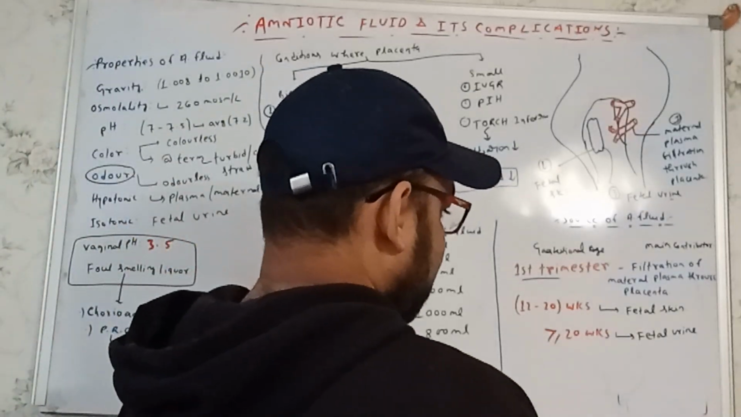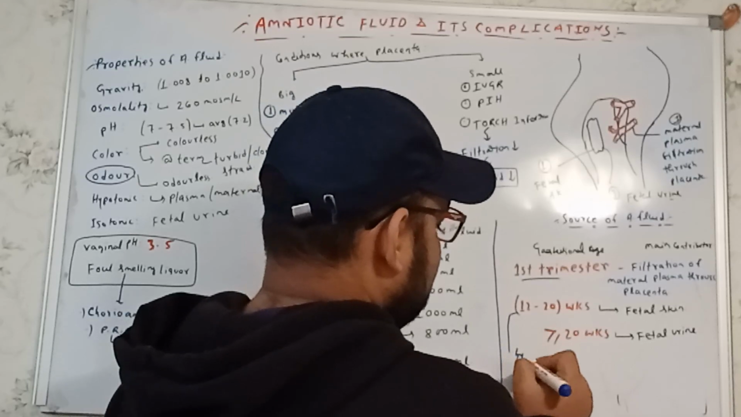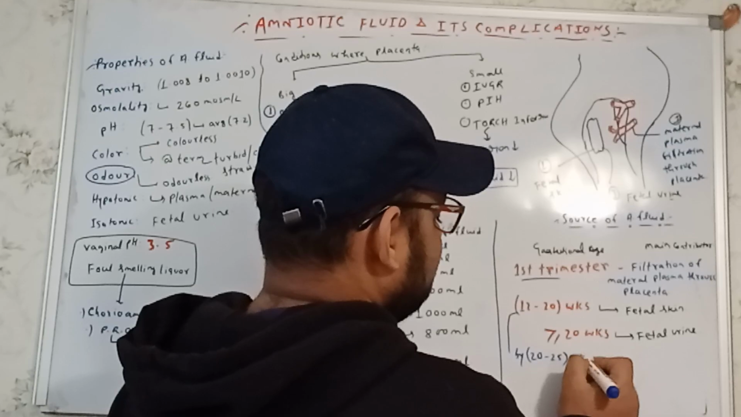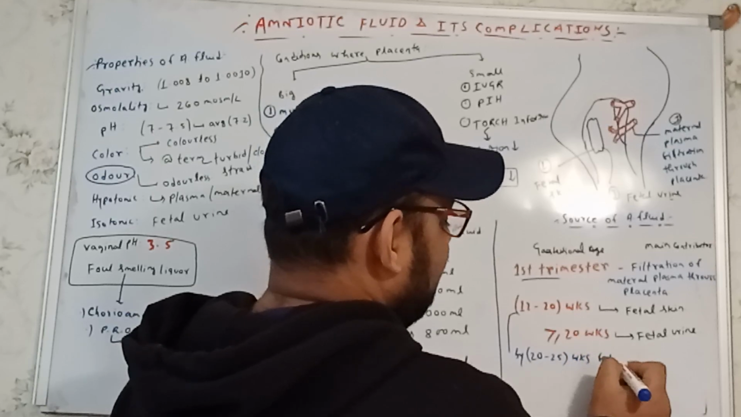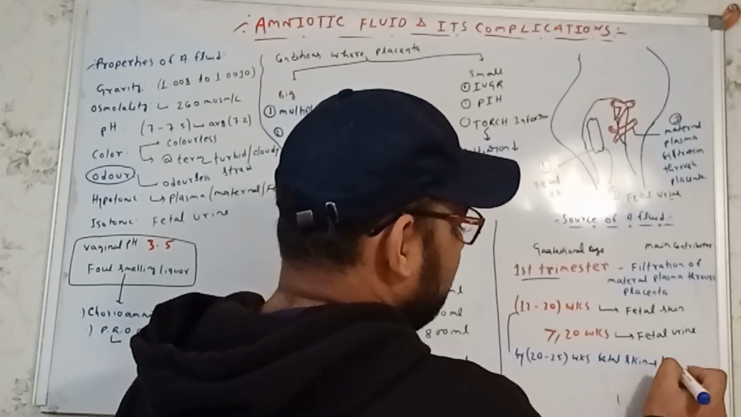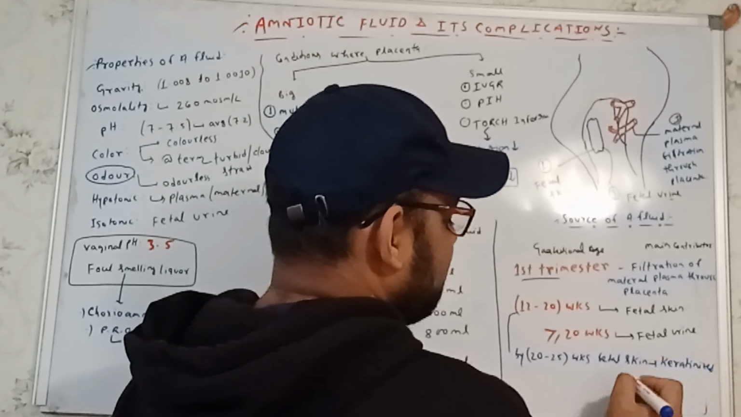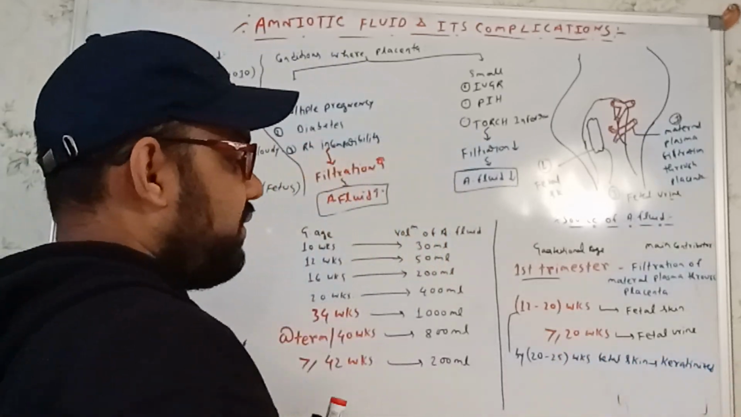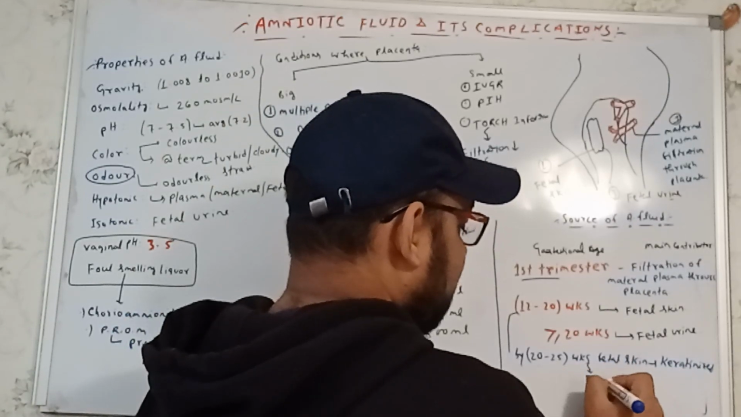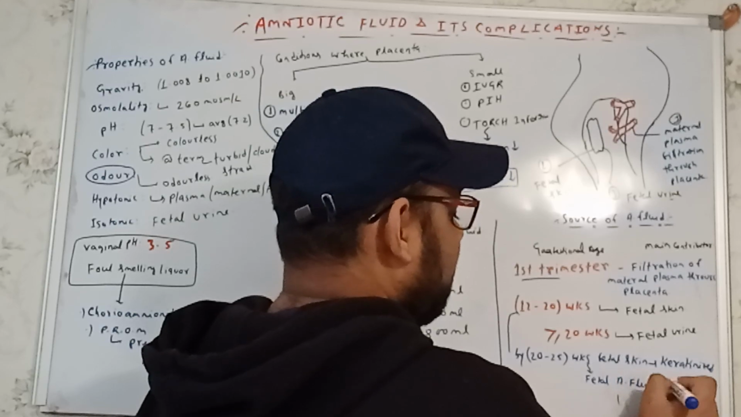So just remember the fetal skin, I'm writing by 20 to 25 maximum weeks. The fetal skin will be keratinized. And once it is keratinized, it will stop producing the fetal amniotic fluid. So that production will be stopped.